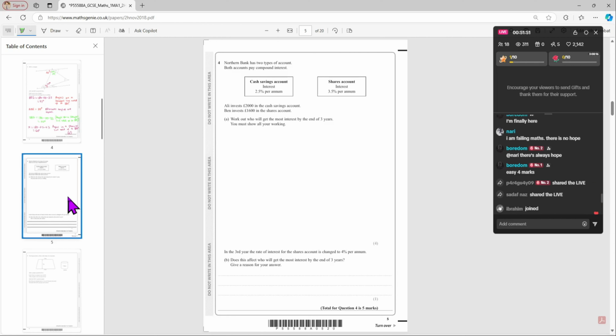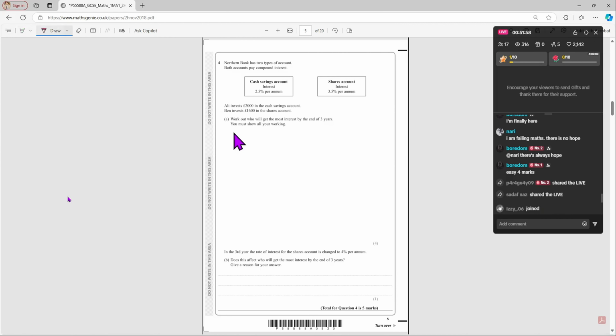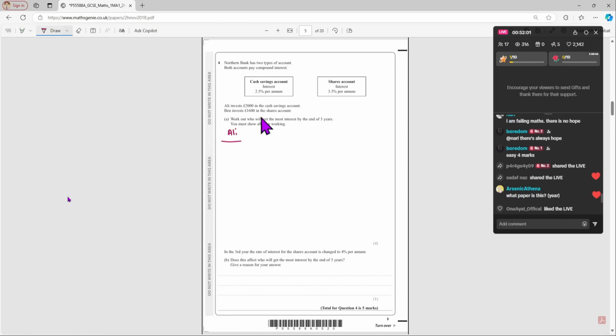So you guys remember, on a calculator paper we can use multipliers to work this out. So let's see how much Ali has. Ali invests £2,000 in the cash savings account. He has £2,000, and we have to times it by the multiplier. So can someone tell me in the chat, if we are increasing by 2.5%, what is going to be our multiplier? We use multipliers on a calculator paper.